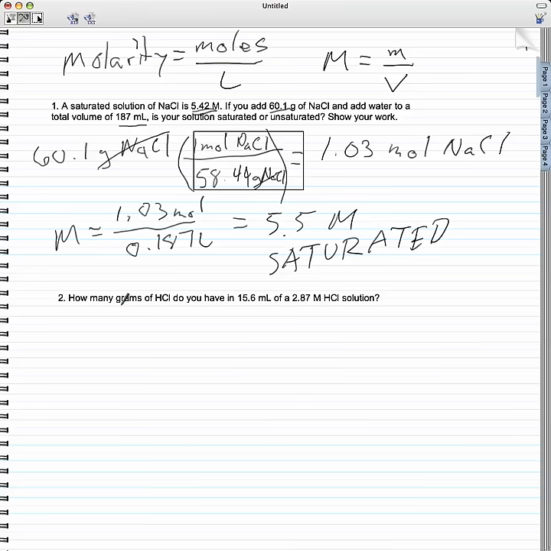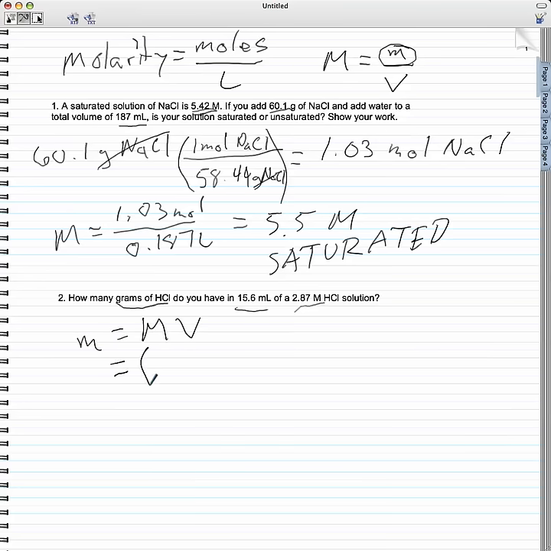Similarly, this is a similar problem in reverse. It's trying to figure out how many grams of HCl we'd have if we have 15.6 milliliters of 2.87 molar HCl. They give us molar concentration, and they give us volume, again in milliliters. We could rearrange this equation to help us out. To figure out grams of HCl, we're going to need moles and then convert. To get moles, we're trying to isolate this value here, so we have to rearrange this equation. We get moles is equal to molarity times volume.